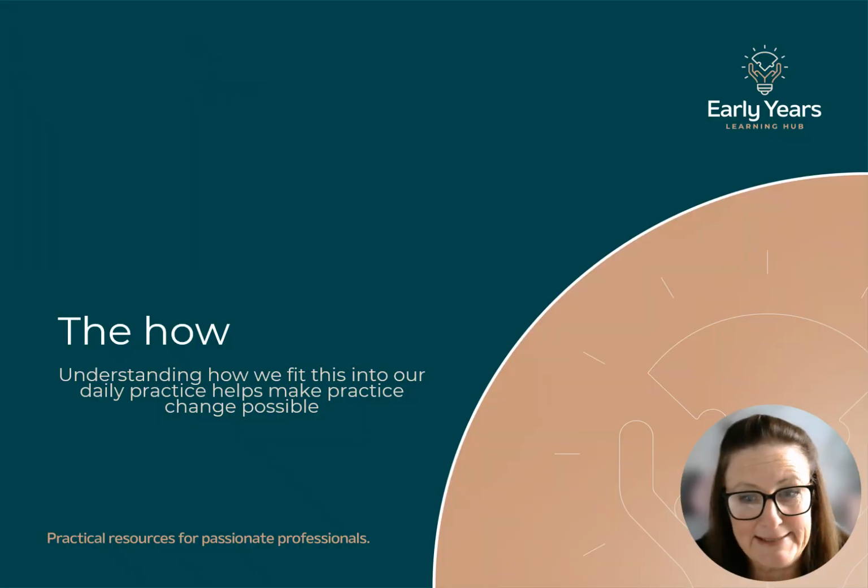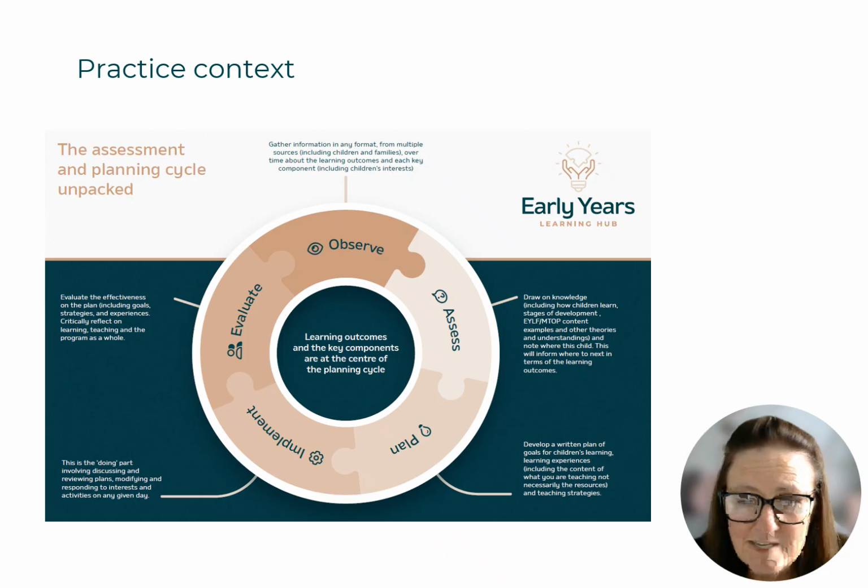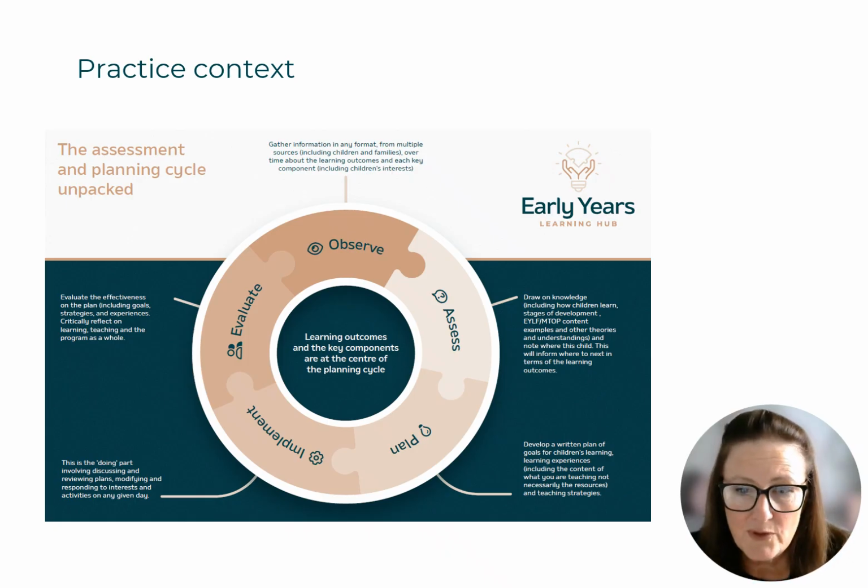So now really quickly, I'm going to try and give you a lot of information in a short period of time. The how. Understanding how this fits into our daily practice makes change possible. So first of all, the overview of the cycle itself. Observing is gathering information in any format from multiple sources over a period of time about the learning outcomes and each key component, including children's interests. Assessing, drawing on your knowledge and interpreting, analysing that learning and how it links to the outcomes of the frameworks.